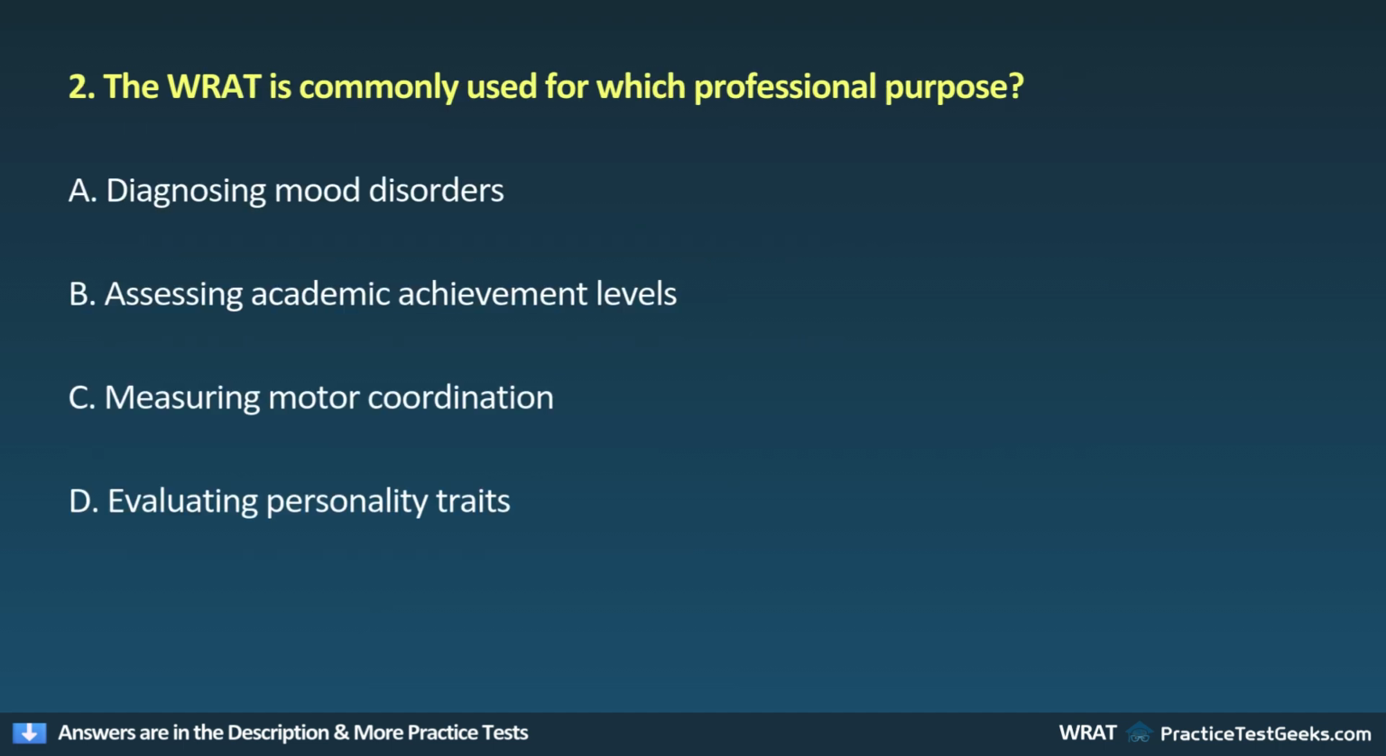2. The WRAT is commonly used for which professional purpose? A. Diagnosing mood disorders. B. Assessing academic achievement levels. C. Measuring motor coordination. D. Evaluating personality traits.